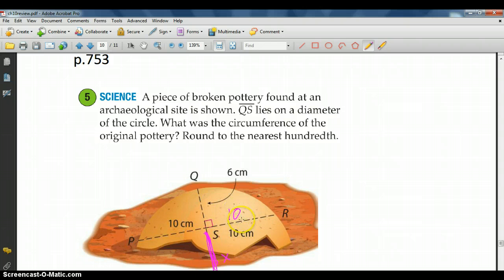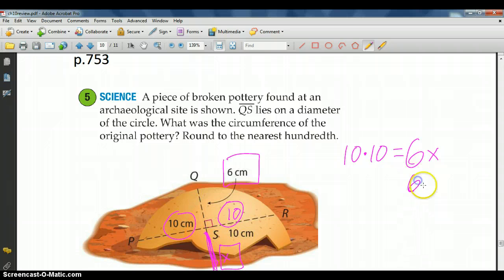And then I'm going to use the theorem that states that anytime you have two intersecting chords, the product of the parts of one chord, so 10 times 10, will be equal to the product of the parts of the other chord, so 6 times X. Therefore, 6x is equal to 100, and by dividing both sides by 6, x is equal to 100 over 6. And notice I didn't get an approximation yet because I have some more calculations to do.